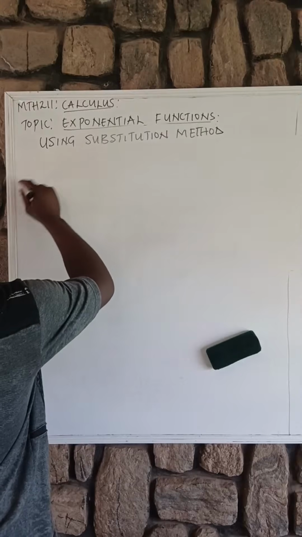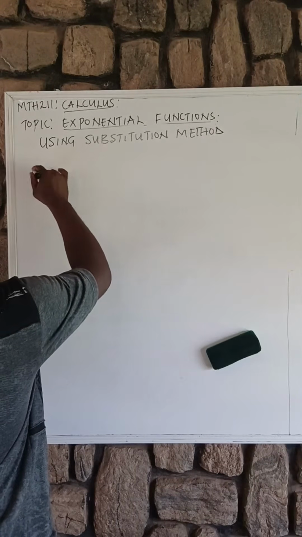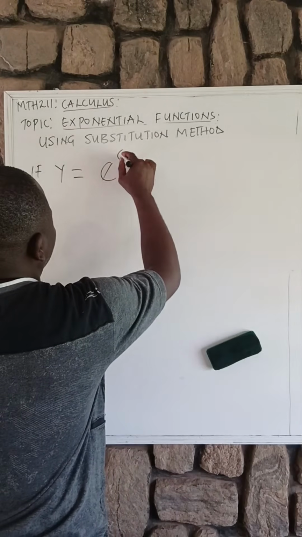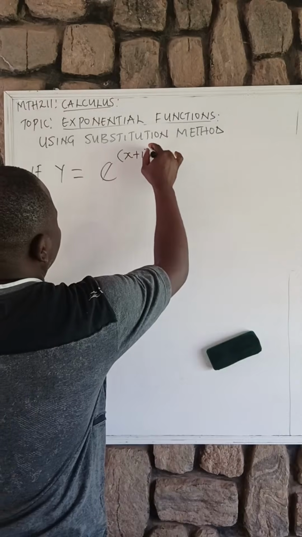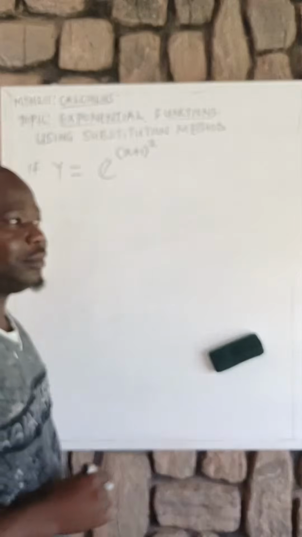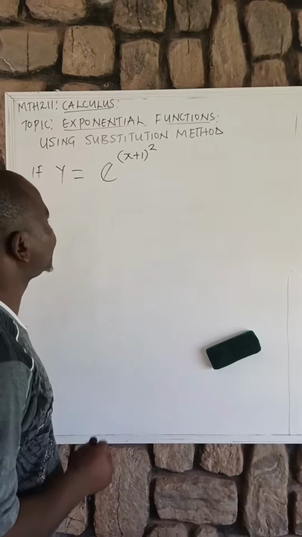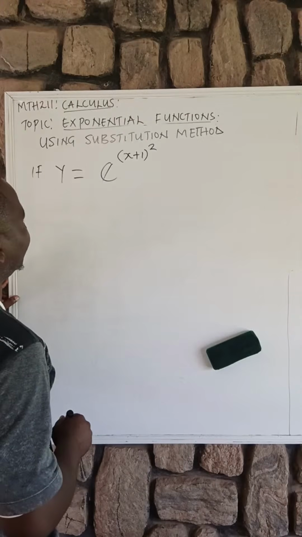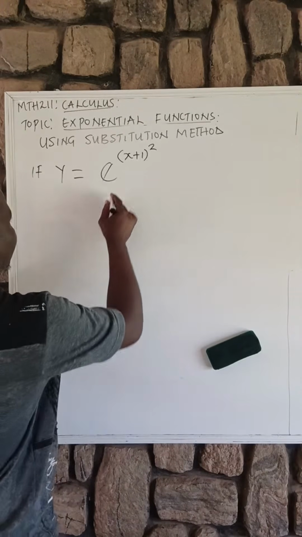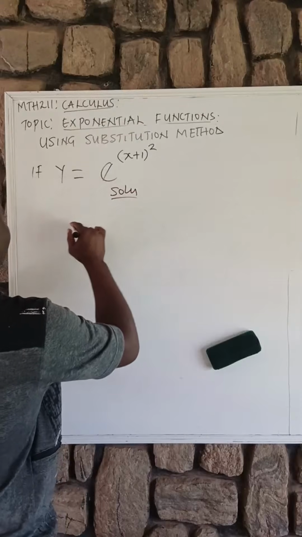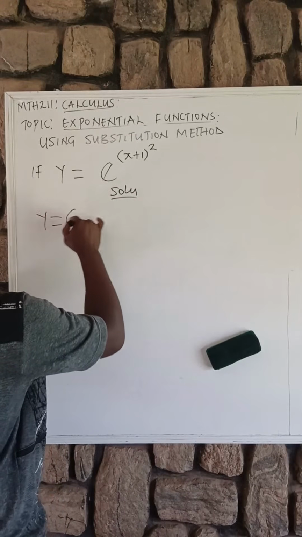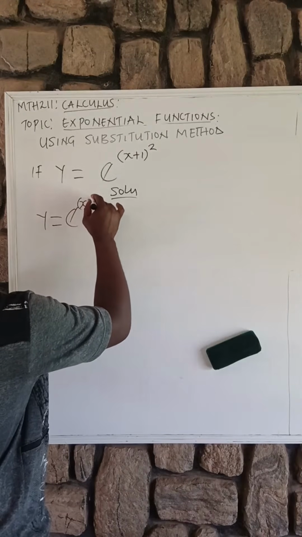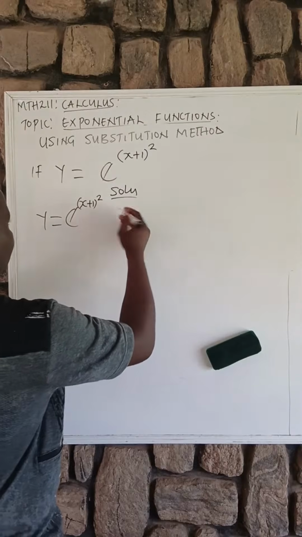Okay, what if we now have y equals exponential (x plus 1) all squared? Yeah, it's a very good question. We have to use what? Substitution. So this implies that y is equal to exponential (x plus 1) all in what? Square. So what are you going to do?